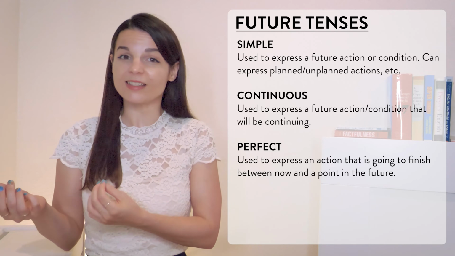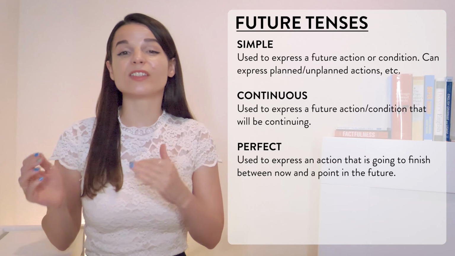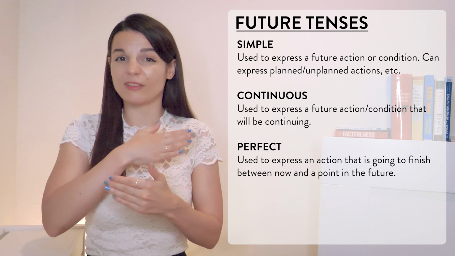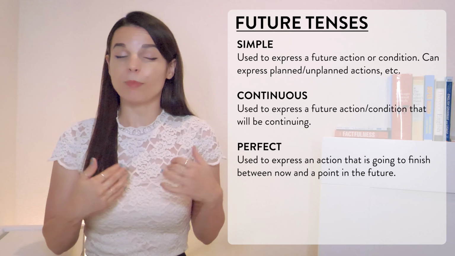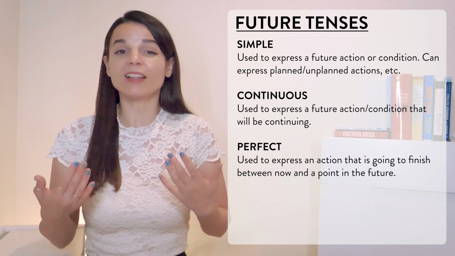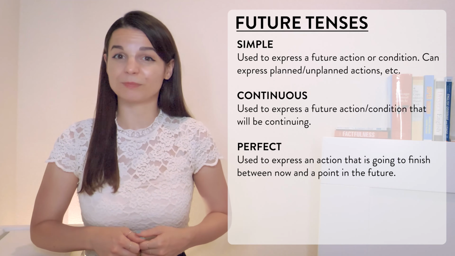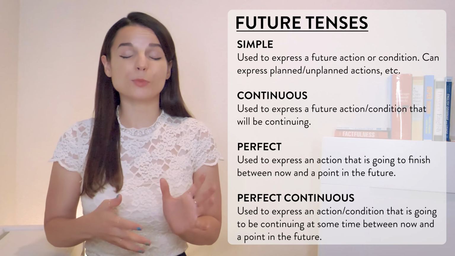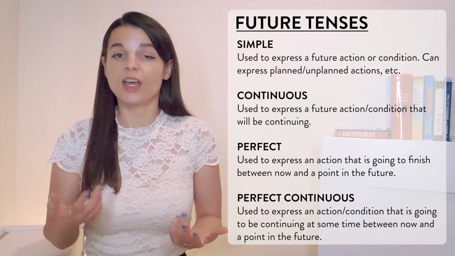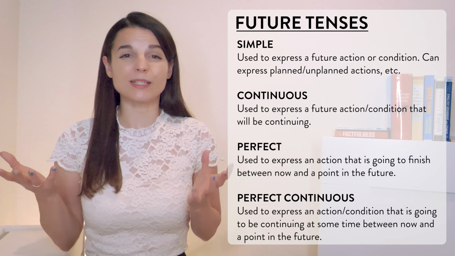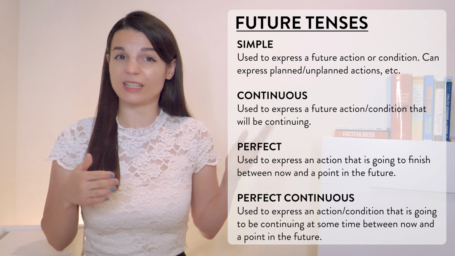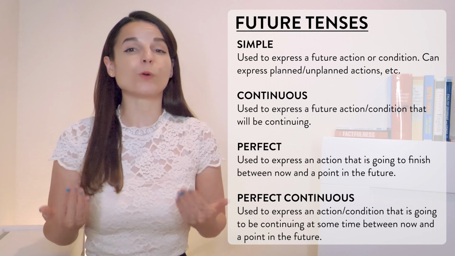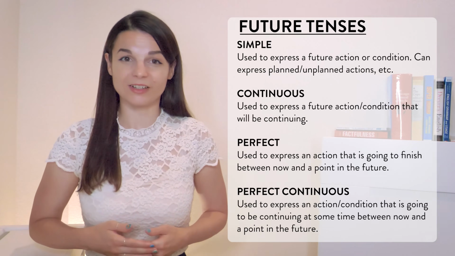Future perfect tense is used to express an action that is going to finish between the present moment and some point in the future. For example, by the time I finish this project, I'll have spent $300 on it. Finally, future perfect continuous is used to express an action or condition that is going to be continuing sometime between now and a point in the future. For example, as of this summer, I will have been working at this company for 10 years.